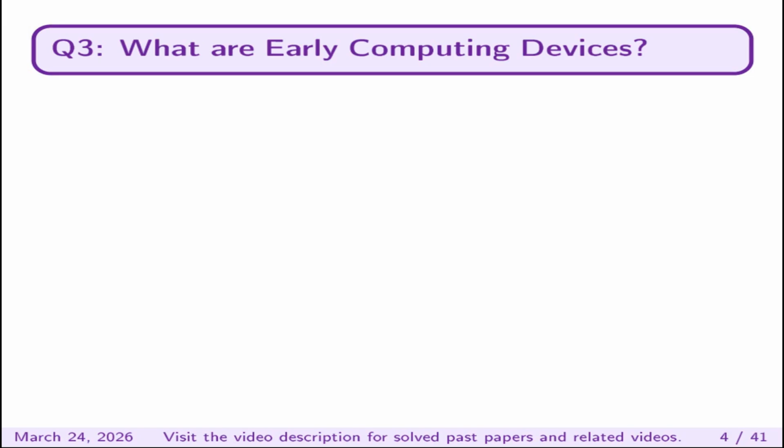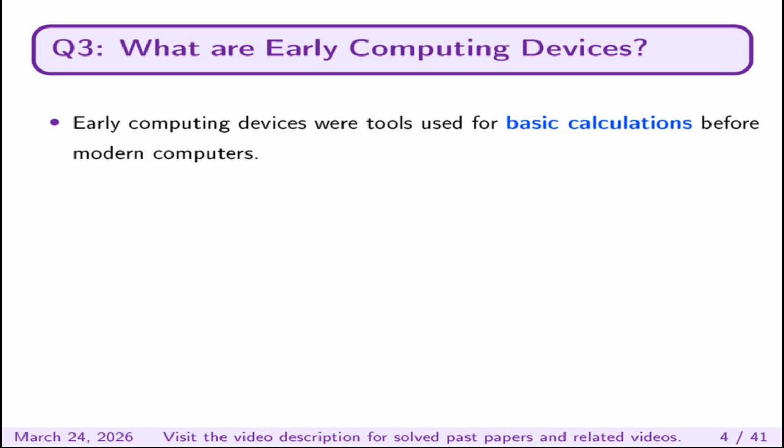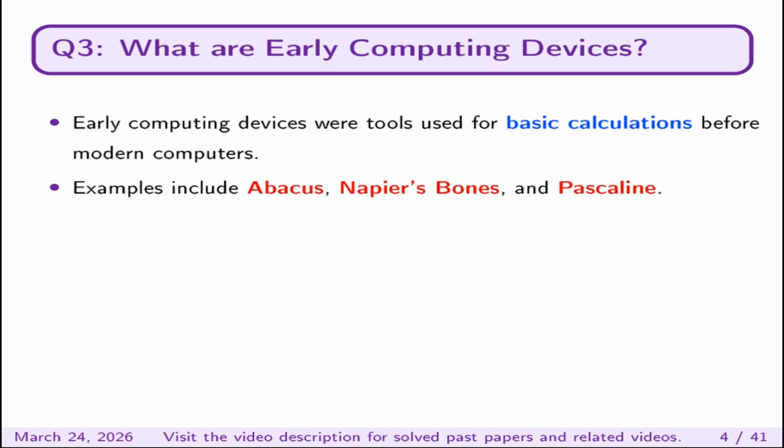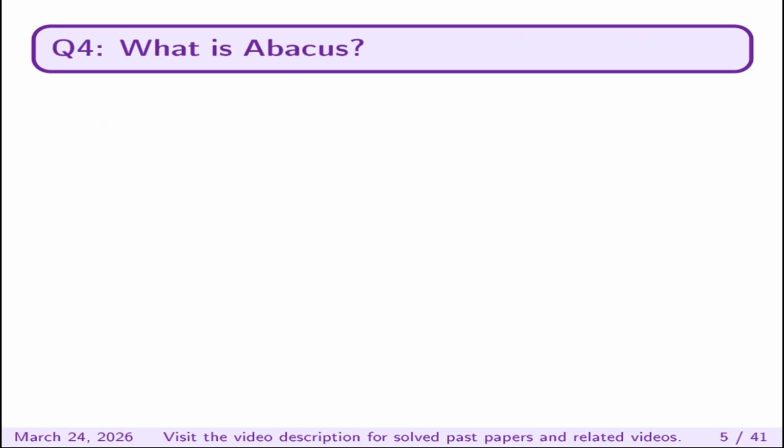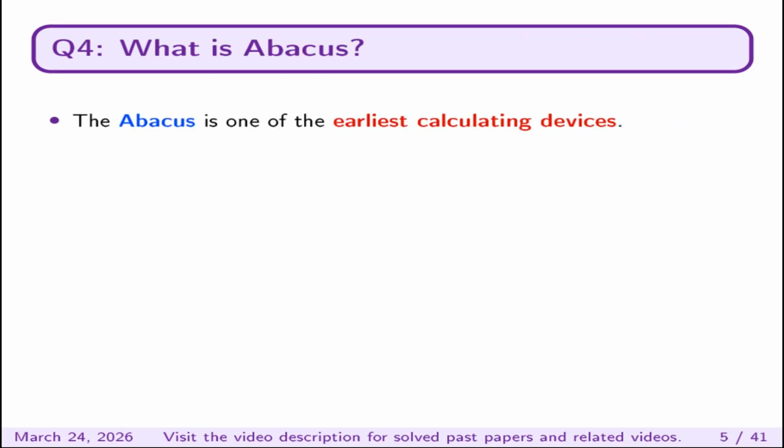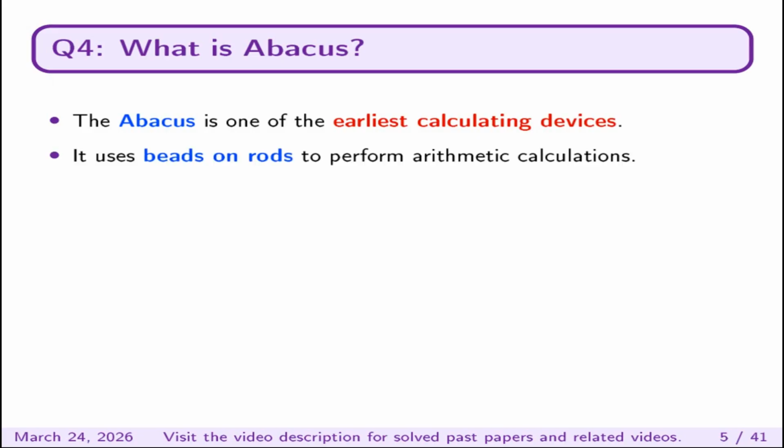What are early computing devices? Early computing devices were tools used for basic calculations before modern computers. Examples include abacus, Napier's bones, and Pascaline. What is abacus? Abacus is one of the earliest calculating devices. It uses beads on rods to perform arithmetic calculations.